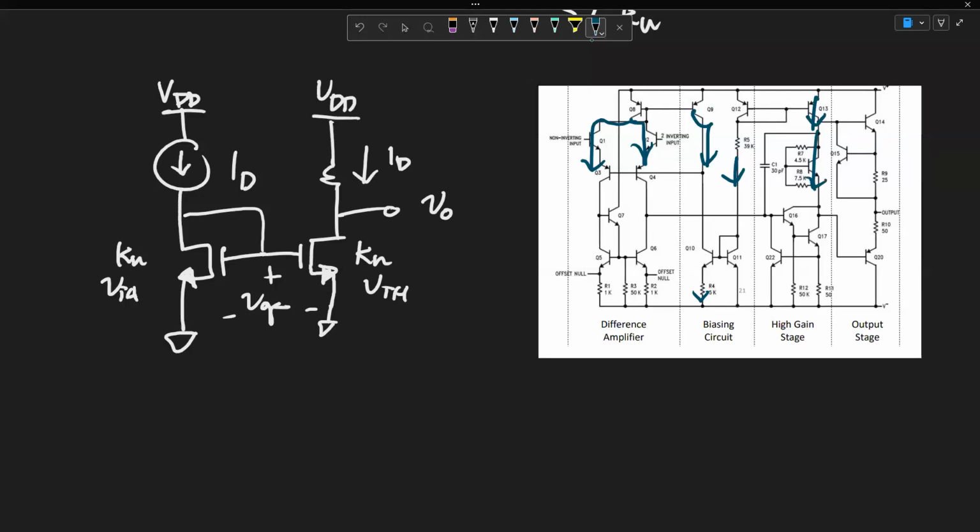So naka-bias siya dito sa parang common source na to. So that's the current mirror used in cutting edge circuits. In your op amps you will find the current mirrors. All right? So yeah, that's that part. It's quite a short part.